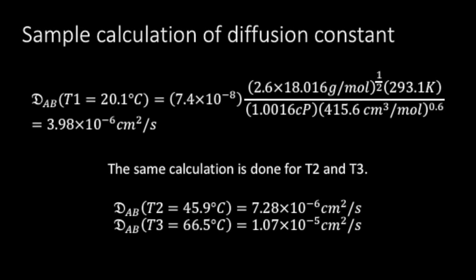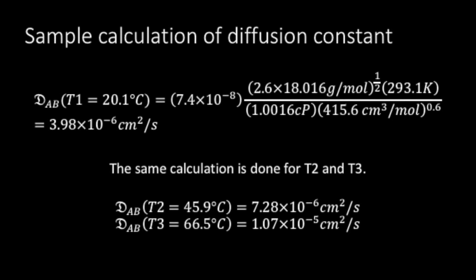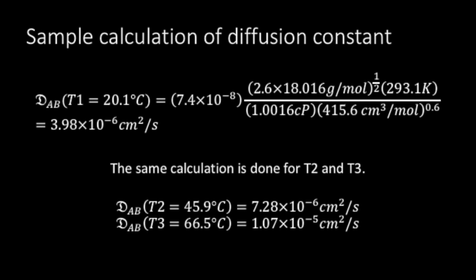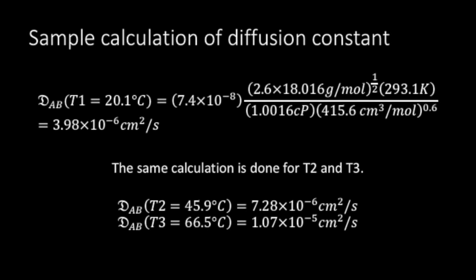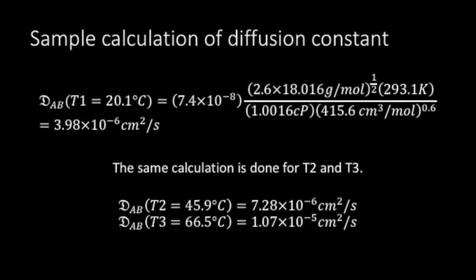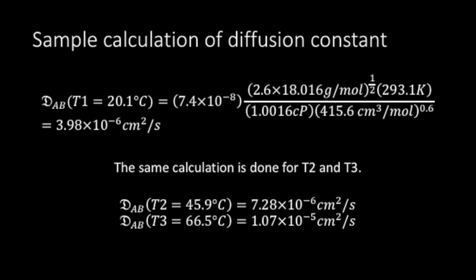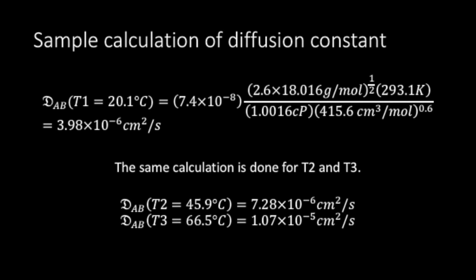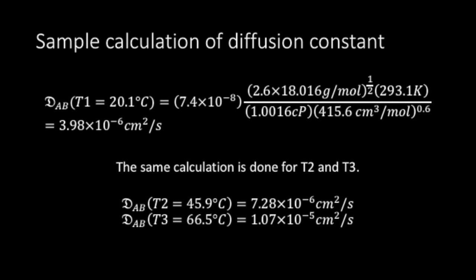A similar calculation was done for the remaining two temperatures, 45.9 degrees Celsius and 66.1 degrees Celsius. The viscosity used for each temperature corresponds to the temperature listed in the earlier slide about the viscosity of water at different temperatures. The calculated diffusivities for temperatures of 45.9 and 66.1 degrees Celsius are 7.28 times 10 to the negative 6 centimeters squared per second and 1.07 times 10 to the negative 5th centimeters squared per second, respectively.